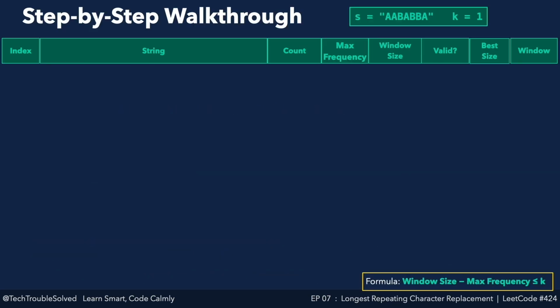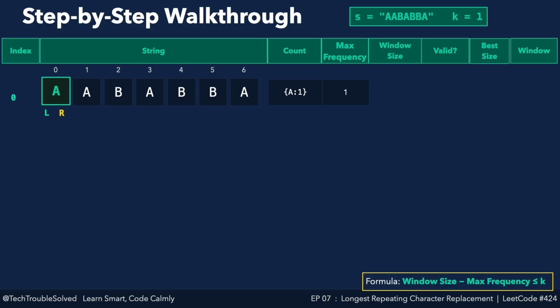Full trace. Watch L and R below the string and the window column on the right as we go. R starts at index 0. Character A enters the window. Count of A is 1. Max frequency is 1. Window size is 1. Formula: 1 minus 1 equals 0, which is less than or equal to k. So valid, grow. R moves to index 1.